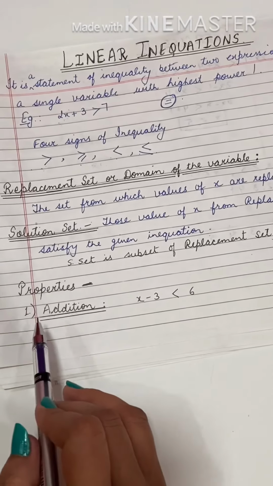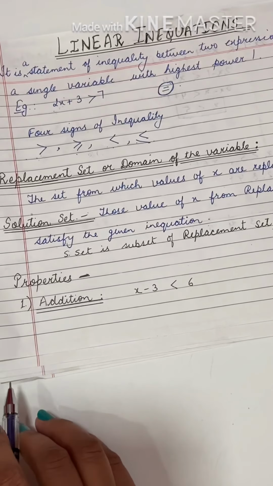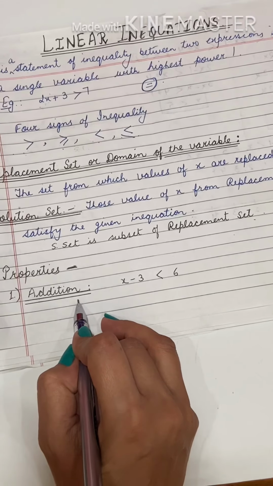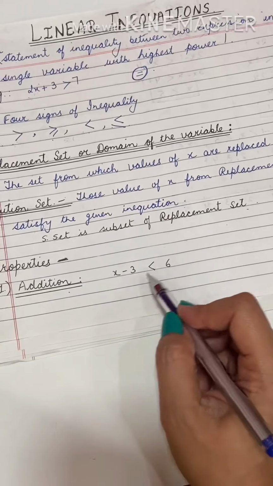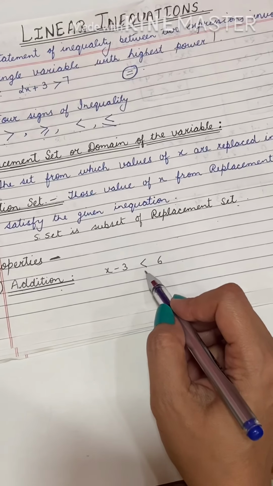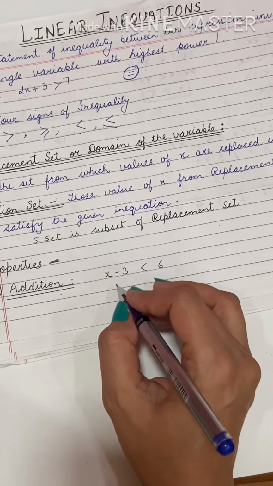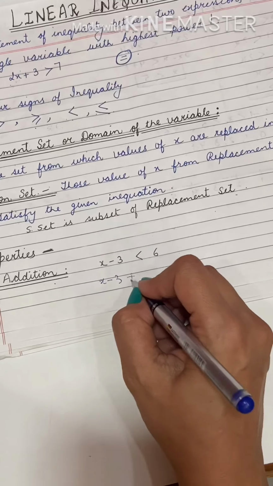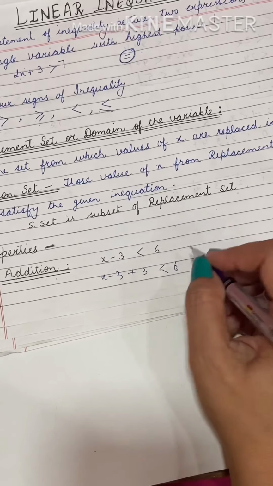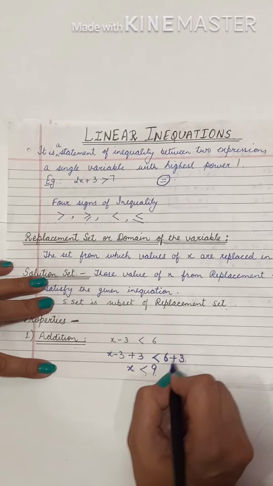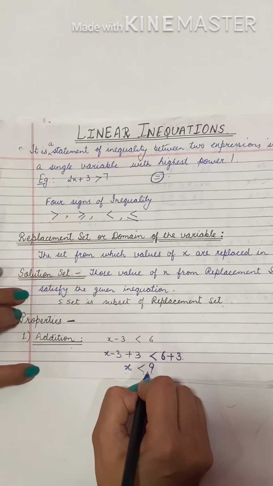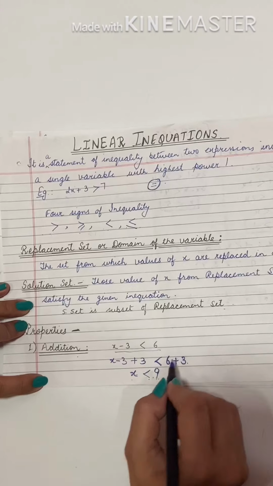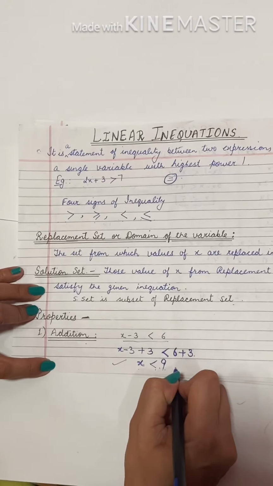Now for solving linear inequations, we are having some properties, you can say some rules which are to be followed. The first one is regarding the addition. According to this rule, if any number is added on both sides of an inequation, then the sign of inequality remains the same. Like in this case, x minus 3 is less than 6. We are adding 3 on both the sides, so we get x is less than 9. Its solution will be x is less than 9.